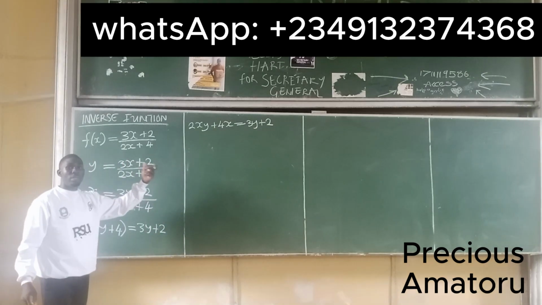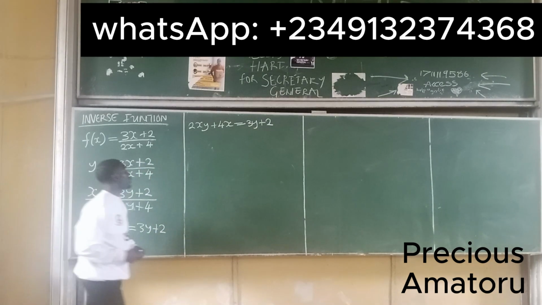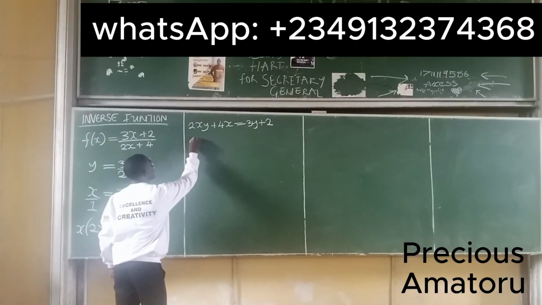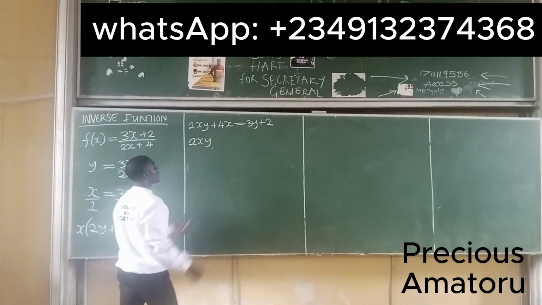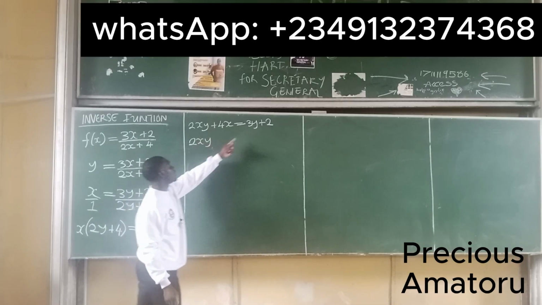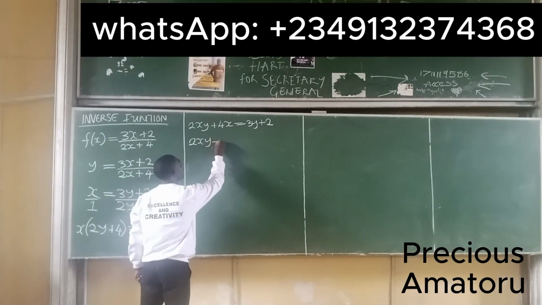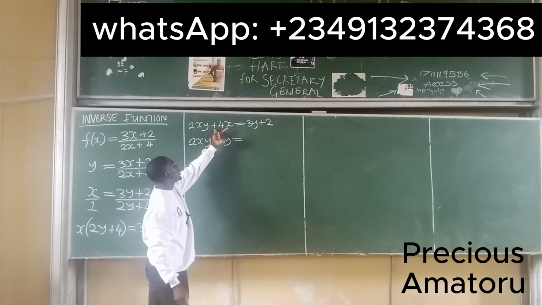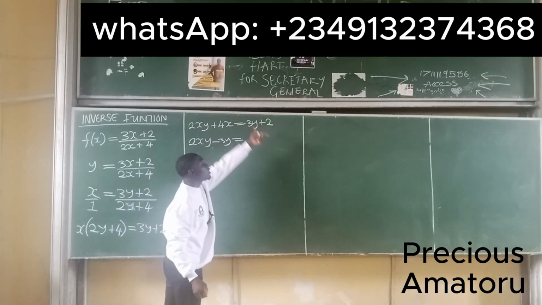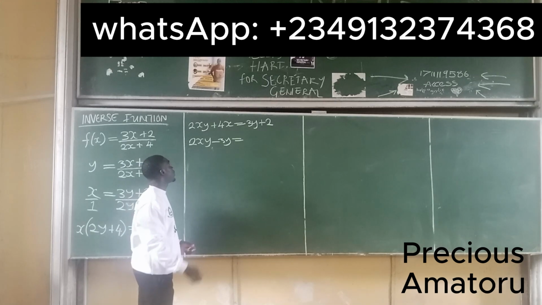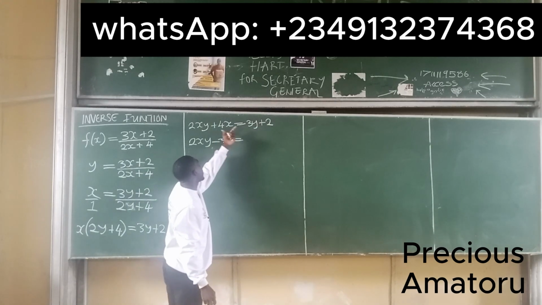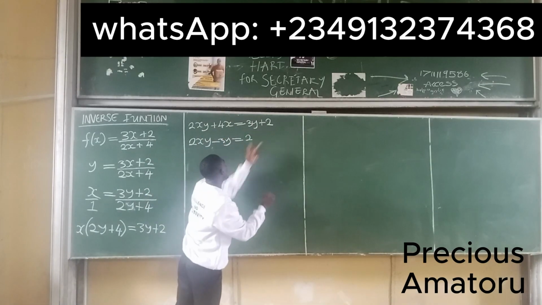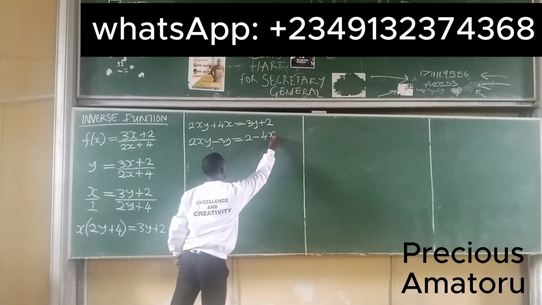Now let's collect like terms. In this place we have y and we also have y here. So we can write 2xy. We take this to this part of the equation, the sign changes to negative. So we have minus 3y equal to 2. Here we have 4x, so we can move it to the other part of the expression. Going to this part, it will have a minus sign. So we have 2 minus 4x.